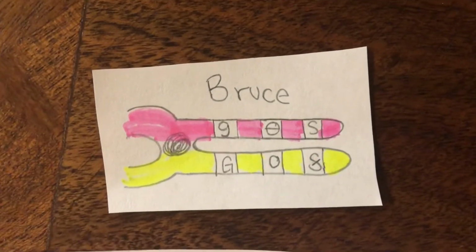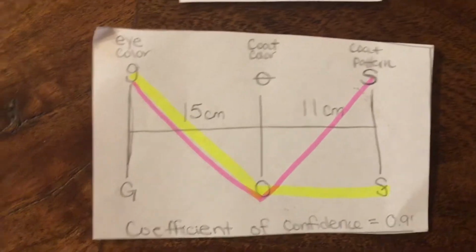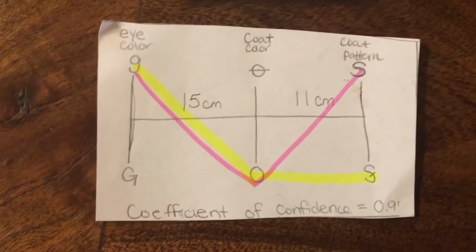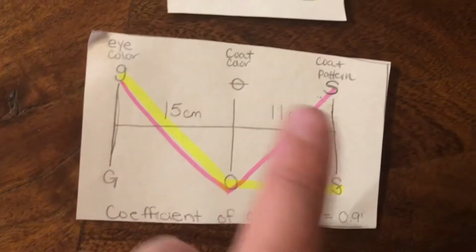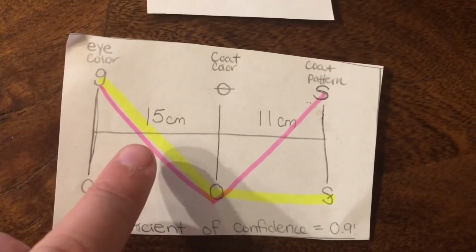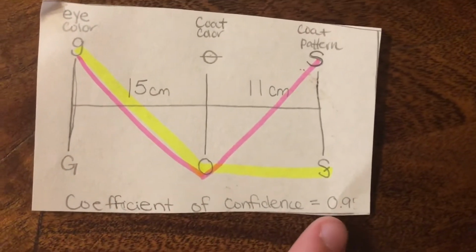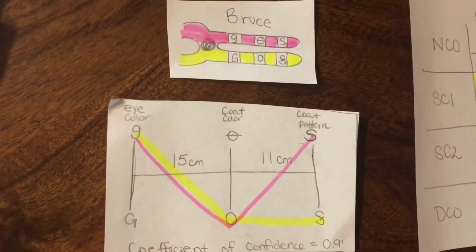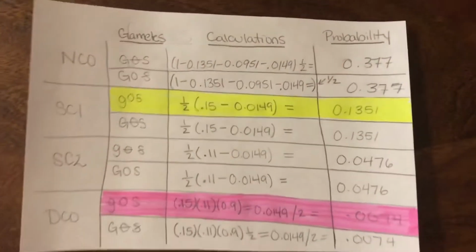From this heterozygous chromosome, we can form this genetic map here, and in this genetic map we can see that there are three loci representing eye color, coat color, and coat pattern, and these are the distances in between, 15 centimorgans and 11 centimorgans in between these loci, and then the coefficient of confidence is 0.9 in this example. So using this genetic map and the information found in it, we can then predict the probability of different crossovers happening.